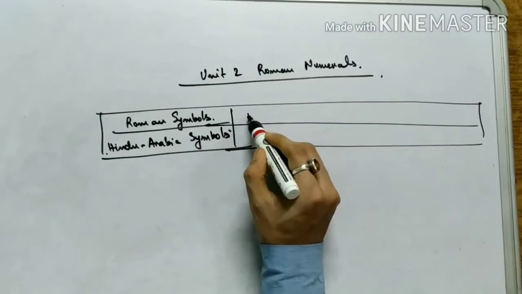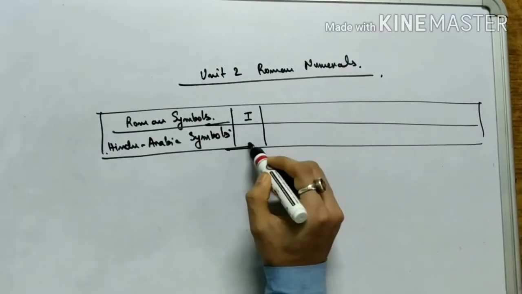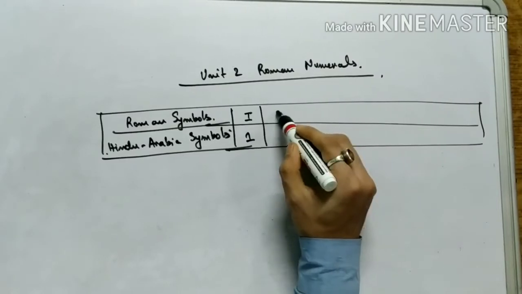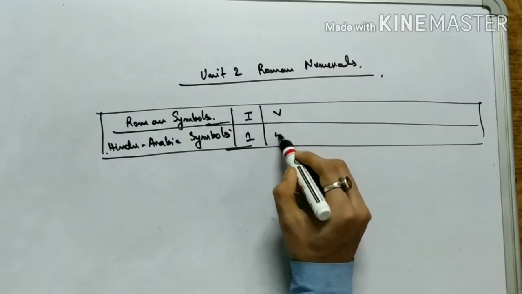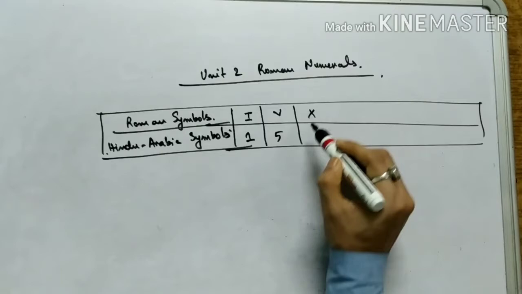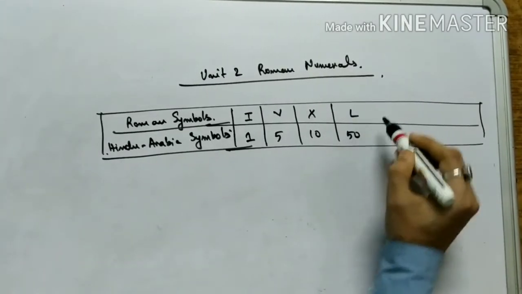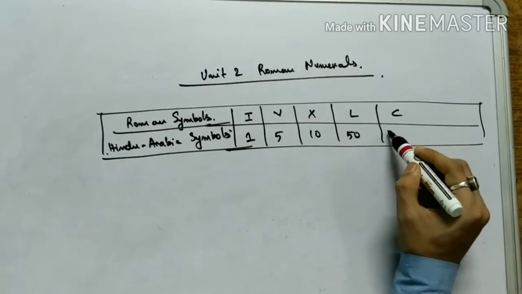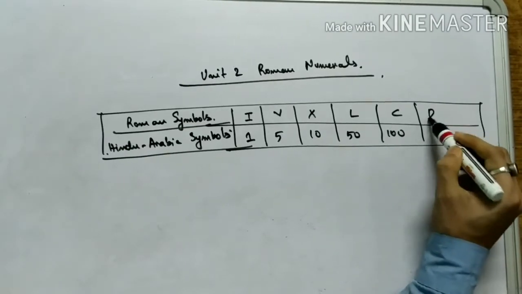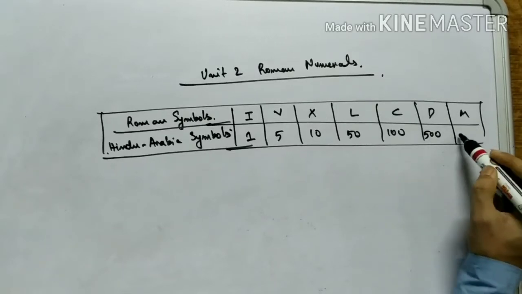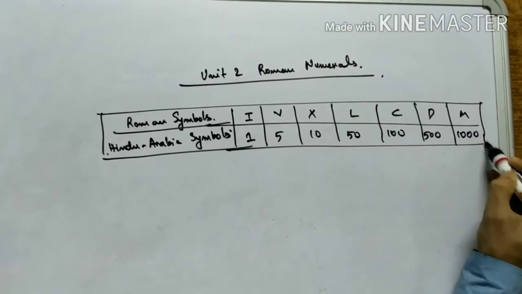First of all, this is capital letter I, it means 1. Then capital letter V means 5, capital letter X means 10, capital letter L means 50, capital letter C means 100, capital letter D means 500, and capital letter M means 1000.